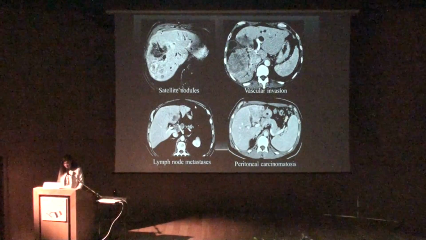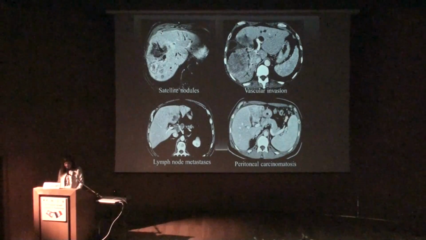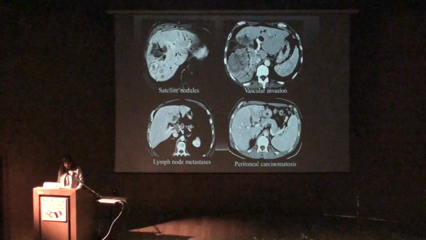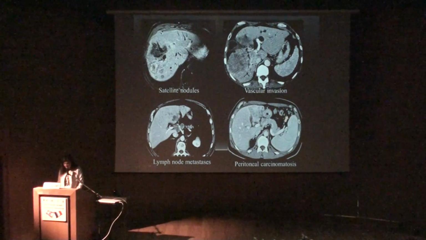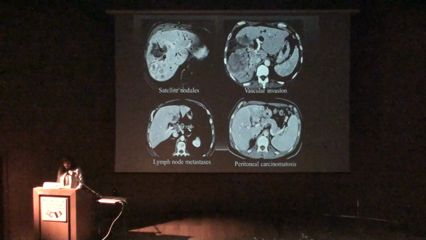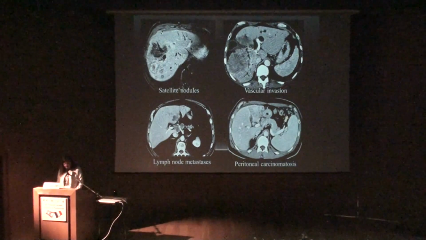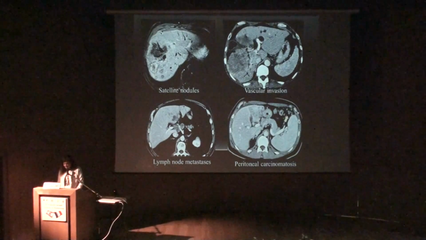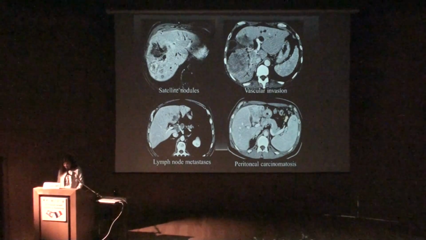very easy to see. Here, for example, you have a satellite nodule on MRI. Here you can see a vascular invasion on this huge cholangiocarcinoma lesion. Here, lymph node metastasis, one here, another one here, and here an example of a peritoneal carcinomatosis.